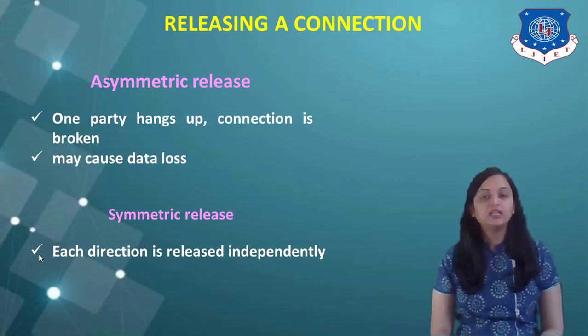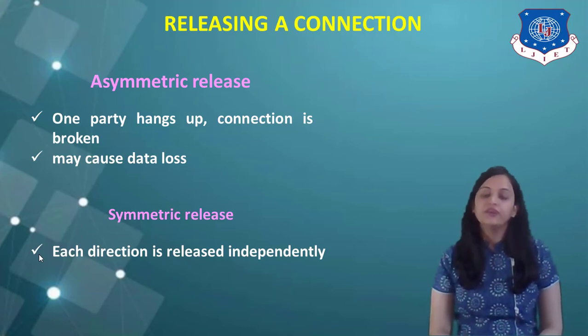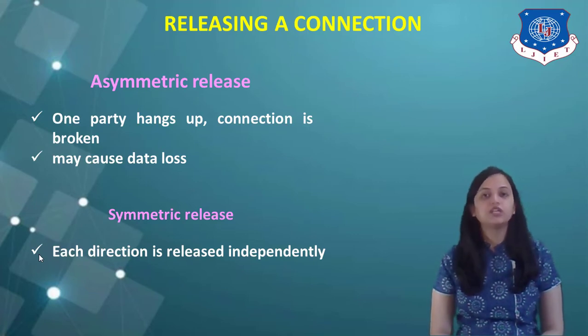Here it may happen that data loss can occur, because one sender may be sending the data and at that time the other host or receiver breaks the connection. So data loss can occur. Whereas in the second case, that means symmetric release, each direction is released independently. That means after communicating with each other, the connection is released.